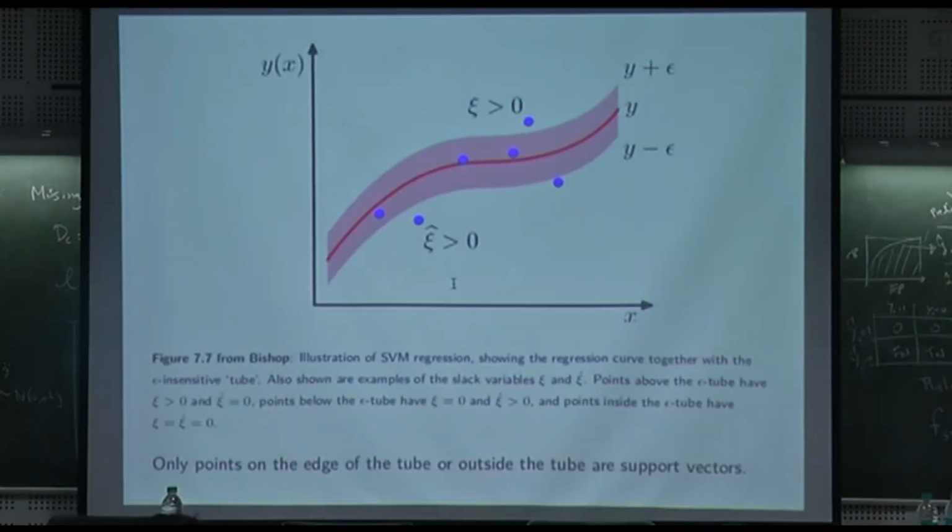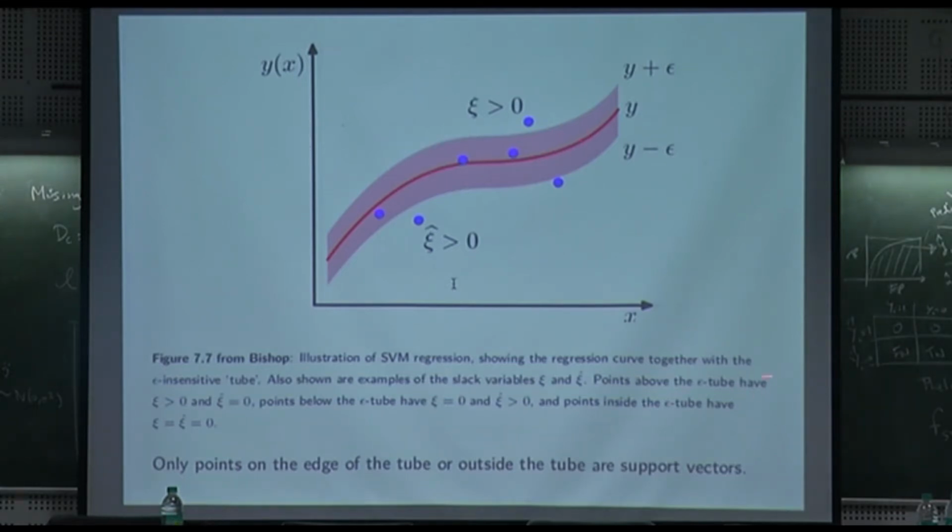This is what the picture looks like. Now, if you look at this epsilon tube, everything that is in here has c hat equal to 0. So over here c is greater than 0, over here c hat is greater than 0, and in between both of them are equal to 0.